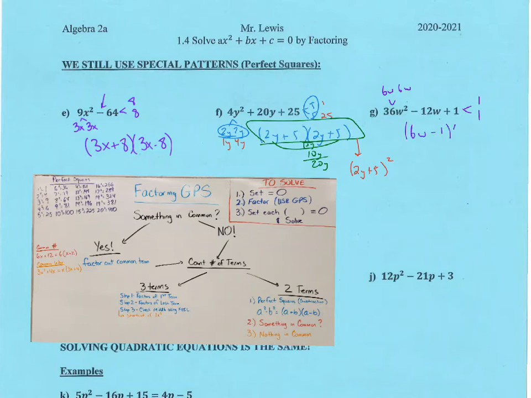6w minus 1, 6w minus 1. I check the outside, minus 6w. I check the inside, minus 6w. Together, it's minus 12w. That's what I want. So this is my correct answer. I will take that one for full credit, but if you do want to write it out as 6w minus 1 squared, I'm totally okay with that.